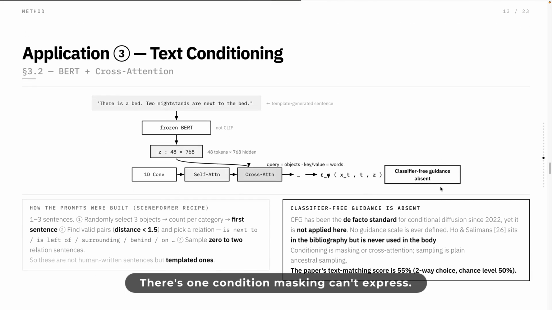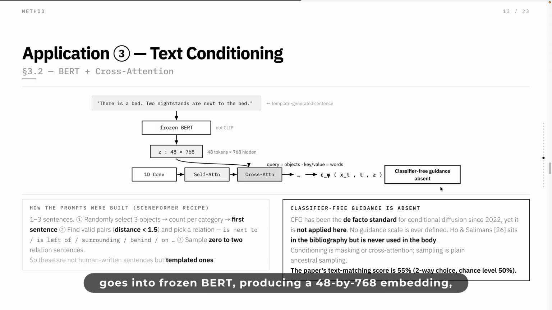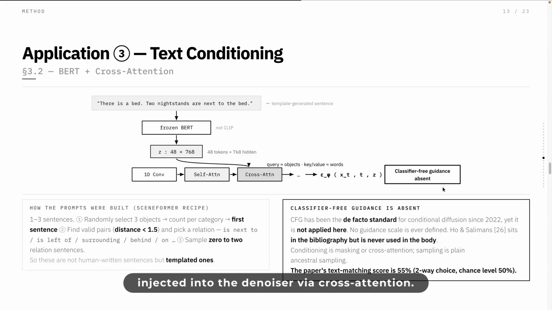There is one condition masking can't express: text. A sentence like "There is a bed. Two nightstands are next to the bed" goes into a frozen encoder, producing a 48 by 768 embedding injected into the denoiser via cross-attention. Query is the scene, key and value are the words. Notice both are not clear. Look at how the prompts were built.